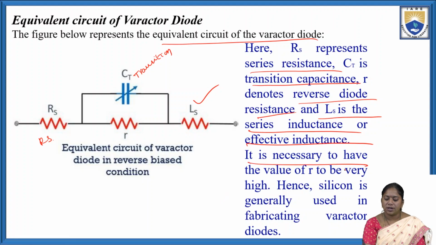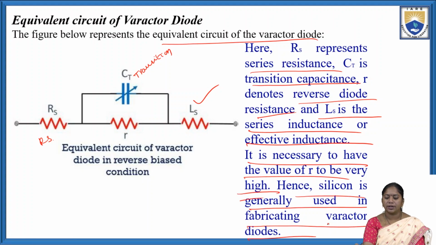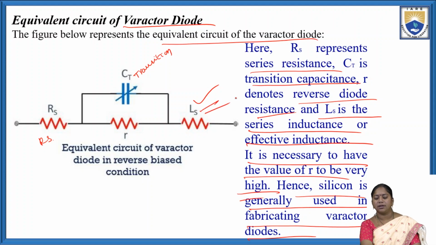It is necessary to have the value of R to be very high. Hence, silicon is generally used in fabricating the varactor diode. So the figure shows the equivalent circuit diagram of the varactor diode, where Rs represents the series resistance, Ct is the transition capacitance, and Ls is the series inductance, also known as the effective inductance. It is necessary to have the value of R to be very high, that means the resistance will be very high.